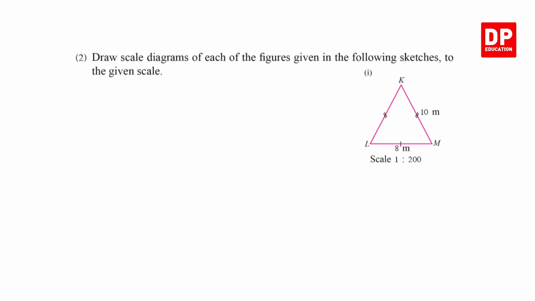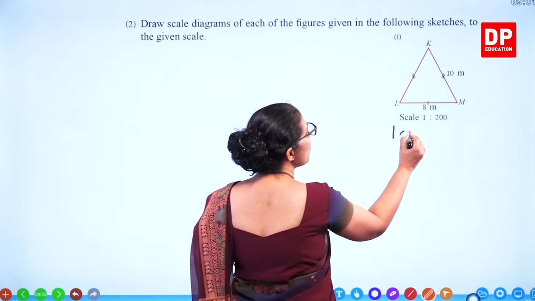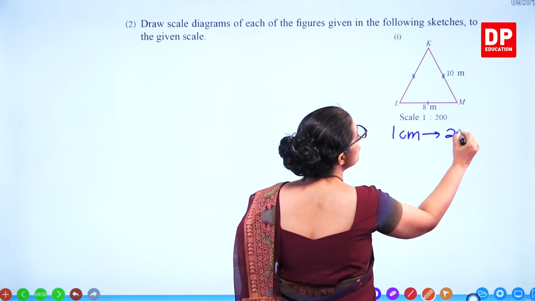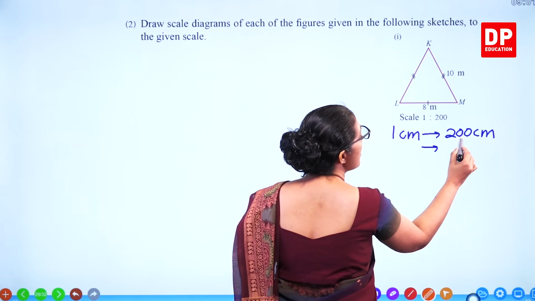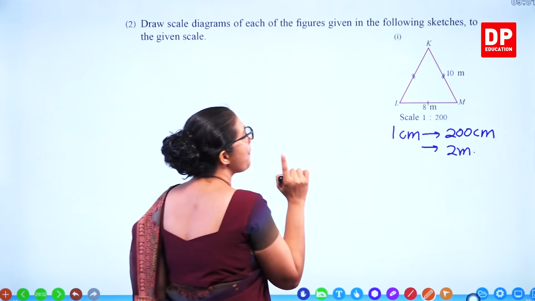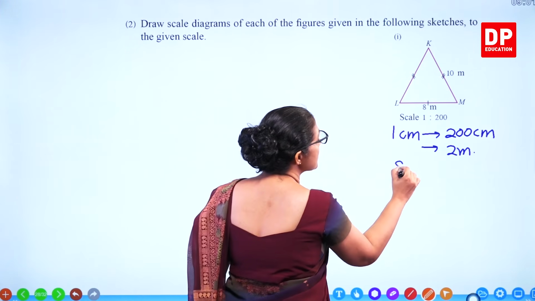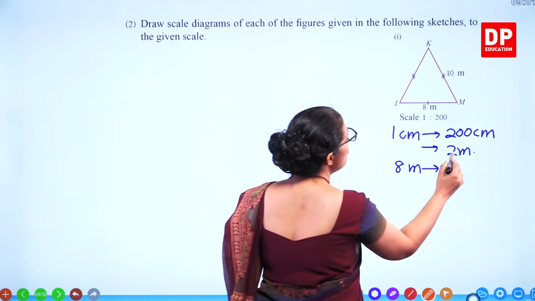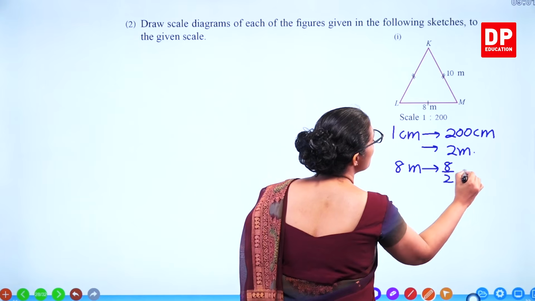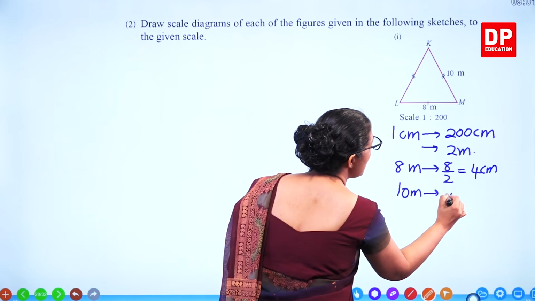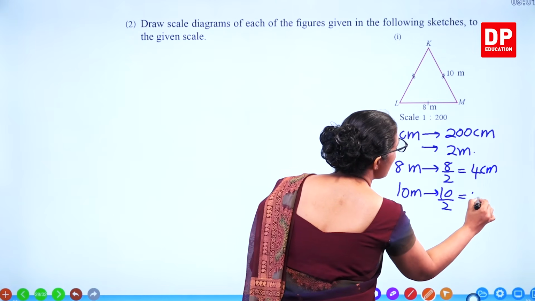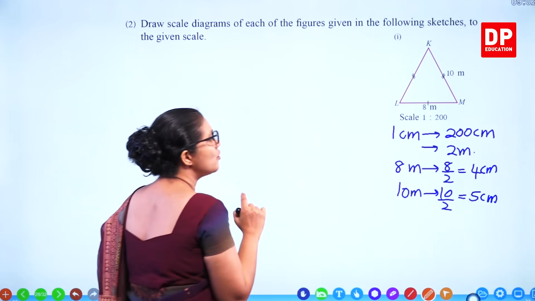Draw scale diagrams of each of the figures given in the following sketches to the given scale. So 1 to 200. 1 centimeter represents 200 centimeters. So that means this is divided by 100, 2 meters. So what about 8 meters? Divide by 2. So that means 4 centimeters. 10 meter length, 10 divided by 2, 5 centimeter length. So you need those measurements.